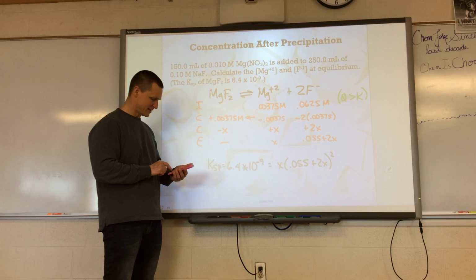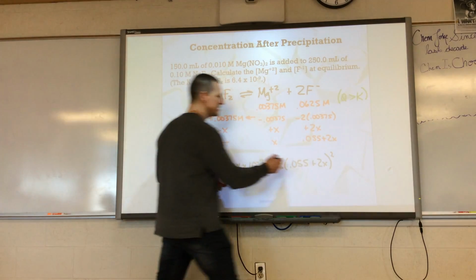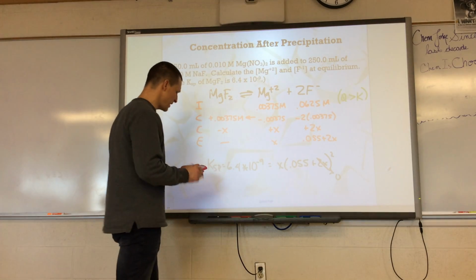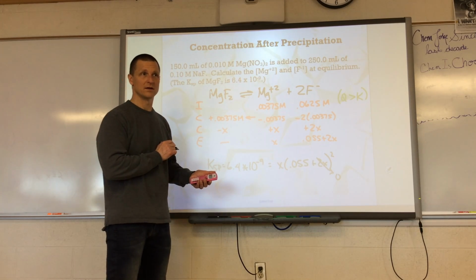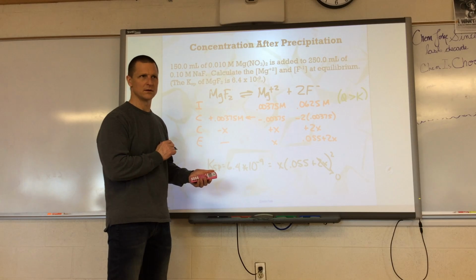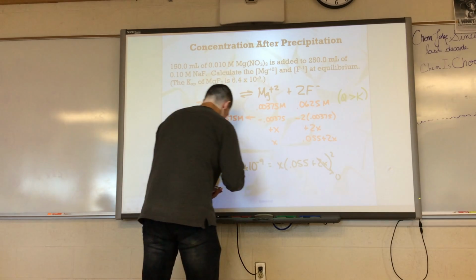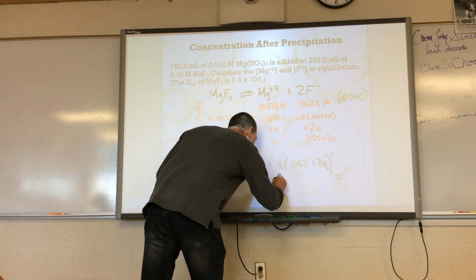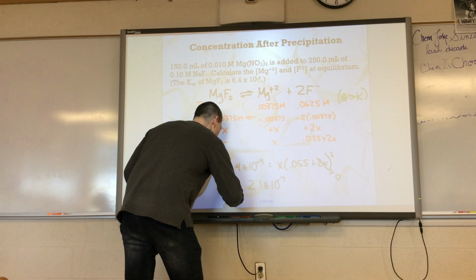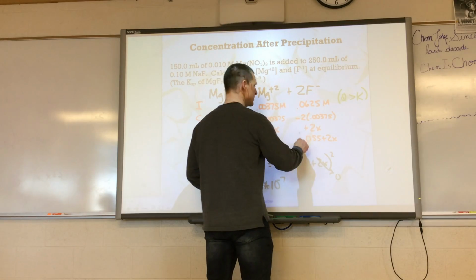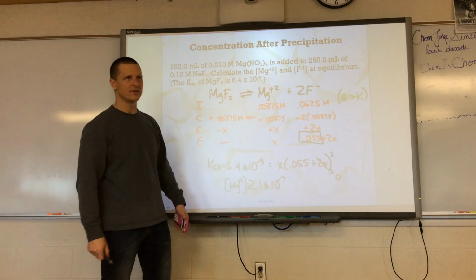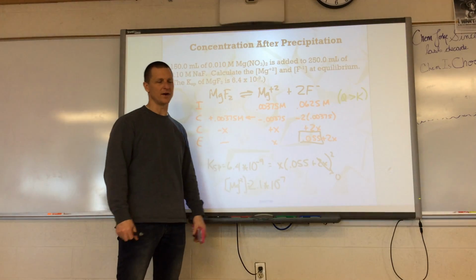So, yeah, 6.4 times 10 to the negative 9 divided by 0.055 squared. We can neglect that 2x term. And we have 2 times 10 to the negative 6, not negative 7. Is that what you got? So this is the concentration of magnesium. And then the fluoride ion is just this thing, the 0.055. Because that number is tiny, it doesn't add anything to 0.055, even if you multiply it by 2.